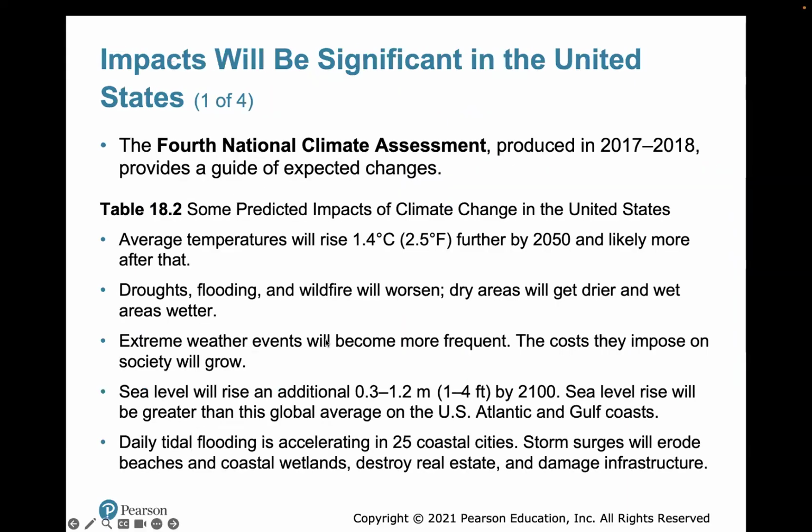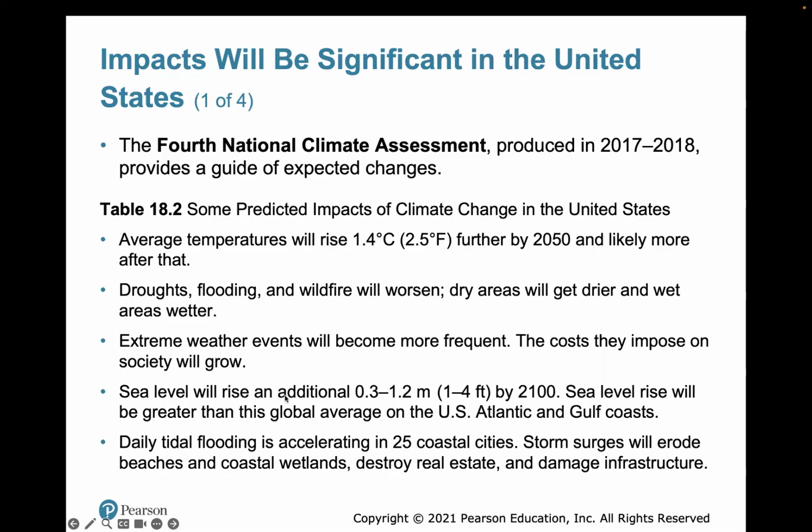I'm not going to read through this chart. This is just a chart telling you what the impacts are on the United States. We've been talking about sea level rise, so that's happening. Droughts, flooding, and wildfires will worsen. Dry areas get drier, wet areas get wetter. Extreme weather is becoming normal, and it's more frequent. That's why it's becoming normal. There's a cost they impose on society that's going to grow.